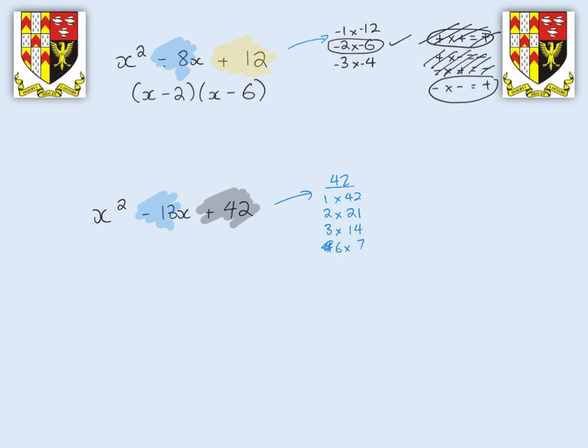So if I look at these again, we know it's a positive product, so they're either both positive or both negative, but because the sum is negative, both of these must be negative. So we're looking for a sum of -13, so -1 add -42 is negative 43. That would give me negative 23, and this would give me negative 17. This here would give me negative 13, so it's these two numbers there. So it's just going to be x minus 6 and x minus 7. Remember, again, we said that the brackets could be in the other order. Because they're being multiplied, it doesn't matter.